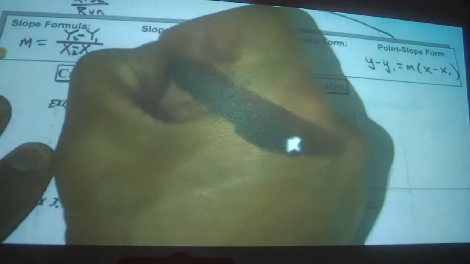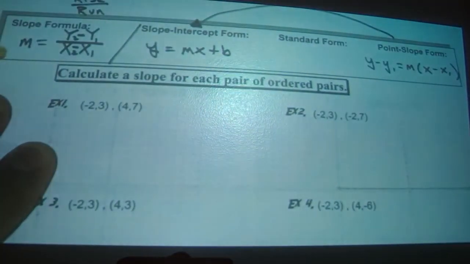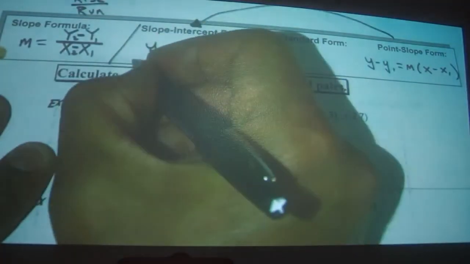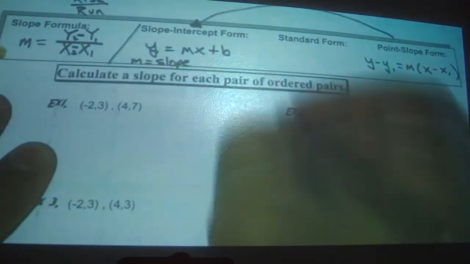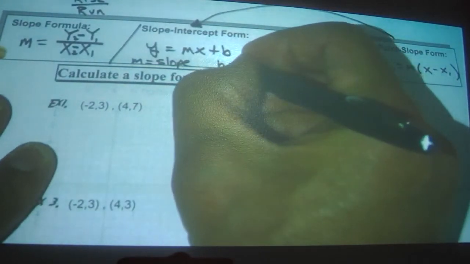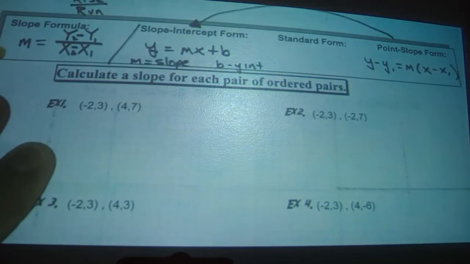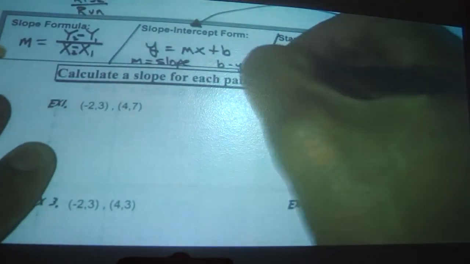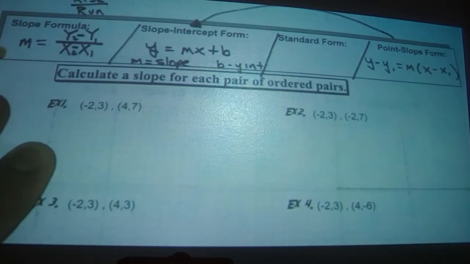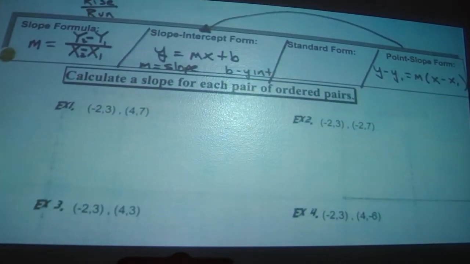Slope-intercept form always looks like this: y equals mx plus b. M we know is our slope. And we know B is our y-intercept. Okay. We'll talk about graphing lines here on the second page, so we'll dive into that.